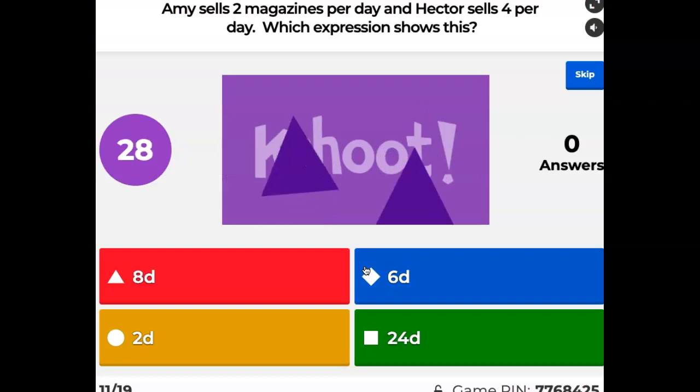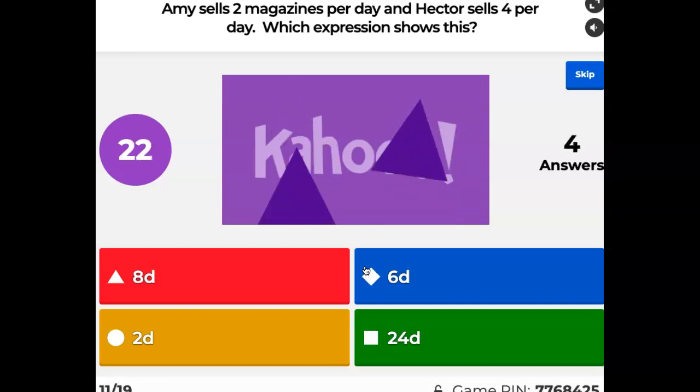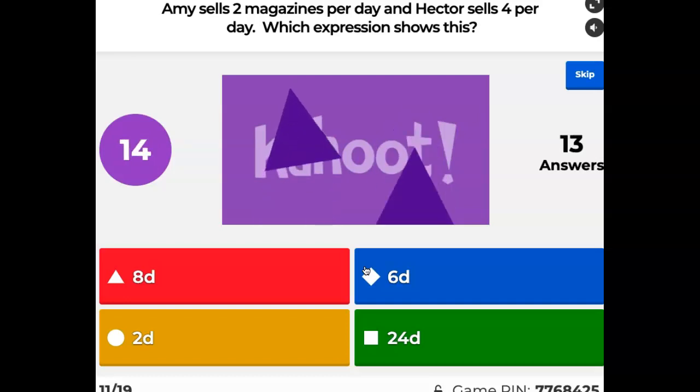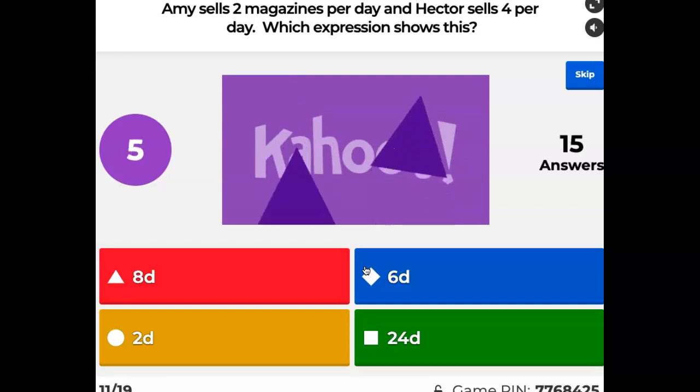Amy sells 2 magazines per day. Wait, this is okay. This is different. This is the same but different. So it's a continuation of the other one. I think I accidentally gave you the answer for this last question. Everyone should get this right. It's too easy.